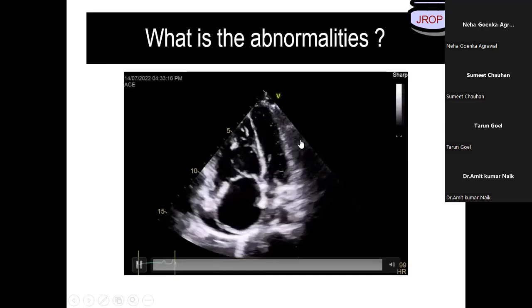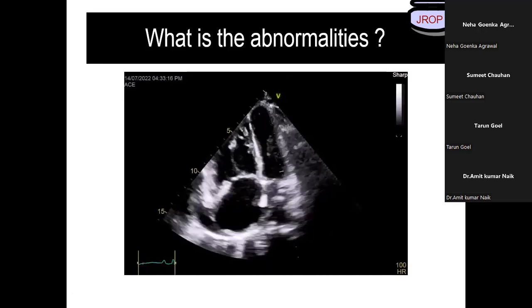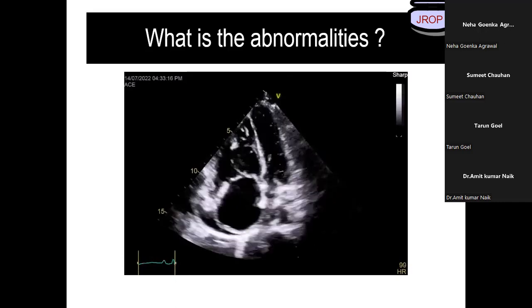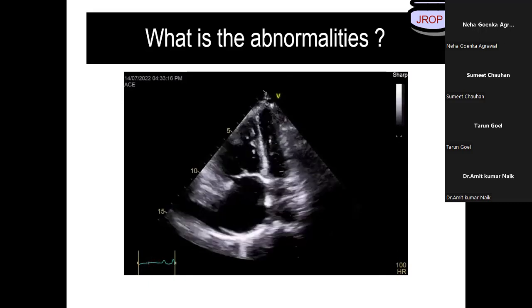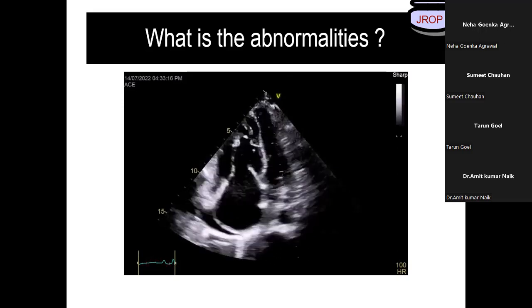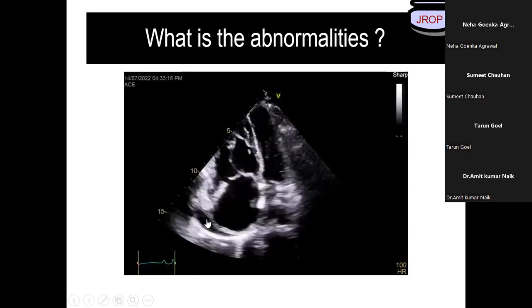But is this acute or chronic? Sir, it is looking like acute. In acute, what will dilate, RV or RA? Sir, both, but RA will dilate more. RV will dilate first, then RA, but both can dilate. And what is this, where my arrow is? Inferior vena cava.